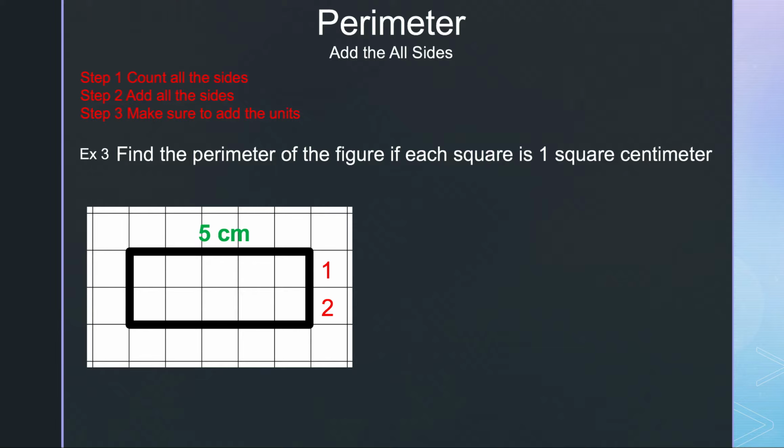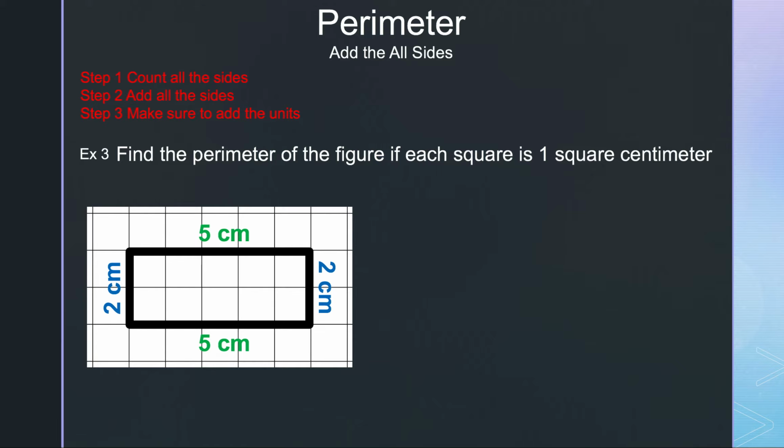1 and 2, which gives me 2 centimeters. 1, 2, 3, 4, and 5, which gives me 5 centimeters. And we continue. 1 and 2, which gives me 2 centimeters. Now, when you're doing this, as you can see, there's a pattern. The opposite sides are equal.